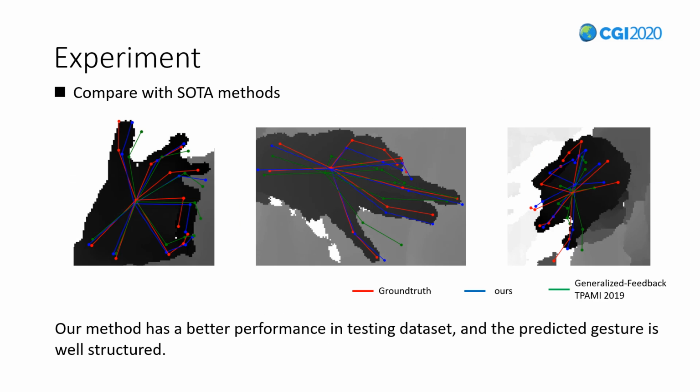This is the result shown in the image. Our method has a better performance on the testing dataset. As you can see in the image, our gesture is well structured. This will be very helpful for gesture classification.